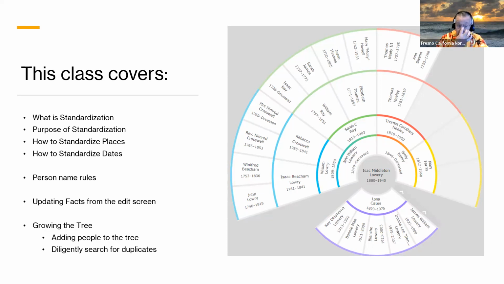And then we'll talk a little bit about your attempts to grow a tree and about adding people to tree and how we should do that properly, the things we need to be aware of and concerned about, and especially stressing the fact that we need to always look for duplicates, no matter what the system tells us as we're adding people. Because the system will often say there's no duplicates when in fact there really are. And we'll talk a little bit about how to find those.